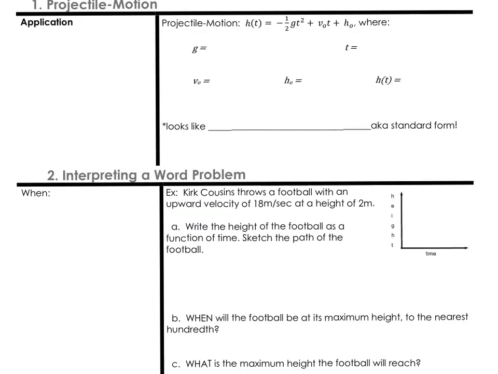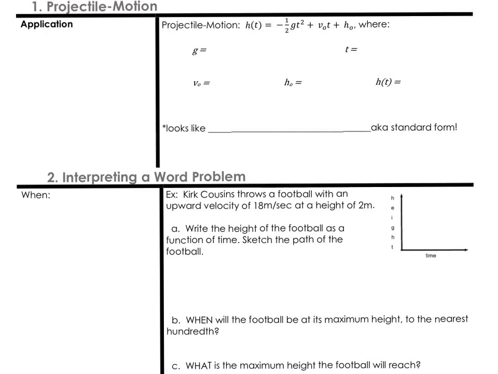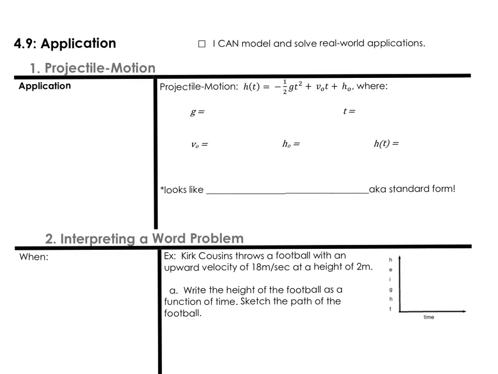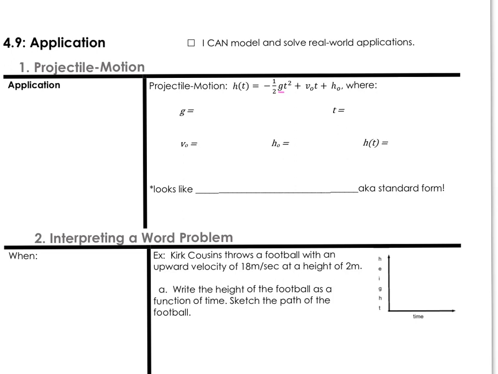And of course, saving the best for last, interpreting word problems. Remember, we said that this is called the projectile motion problem because when you throw something up, gravity, so that g variable that typically we would define, pulls everything back down to earth. We said it looks like standard form. It looks like standard form.